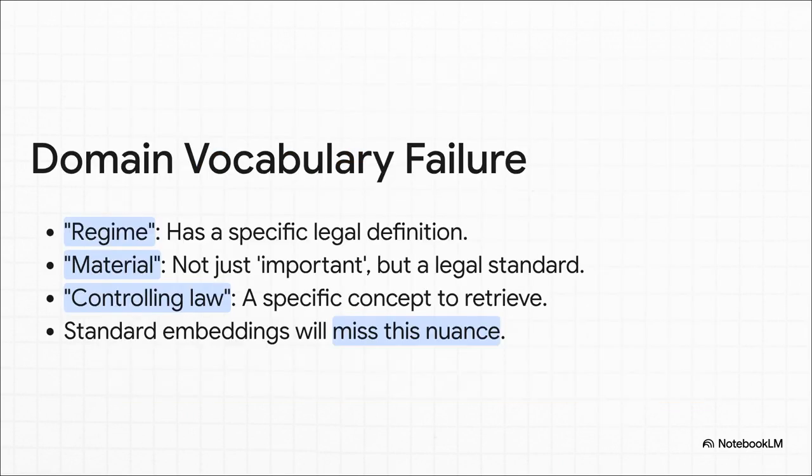To a normal model, regime might just mean a type of government. Material just means important. But in law, these are terms of art. They have very precise definitions. If your vocabulary is this specific, your off-the-shelf relevance models are going to miss the nuance completely. And this is the point where your loss analysis might scream at you that it's time to build your own custom embeddings trained on your own data.